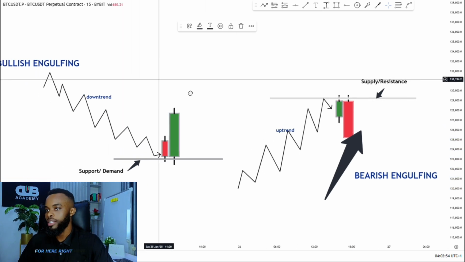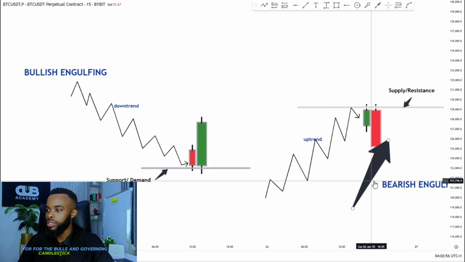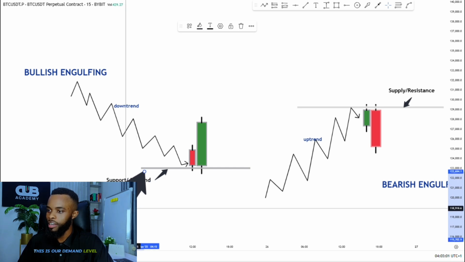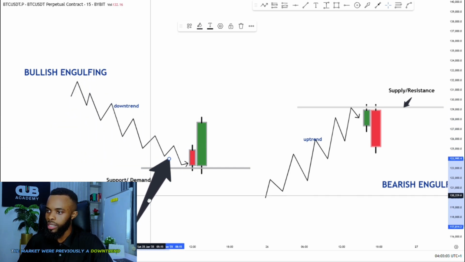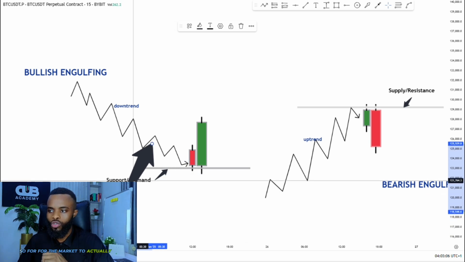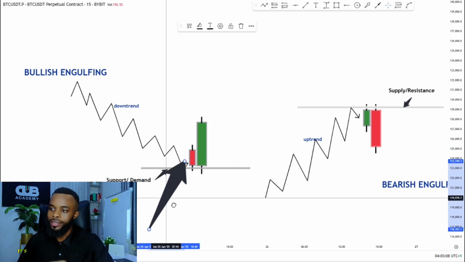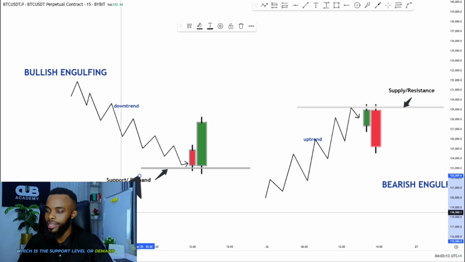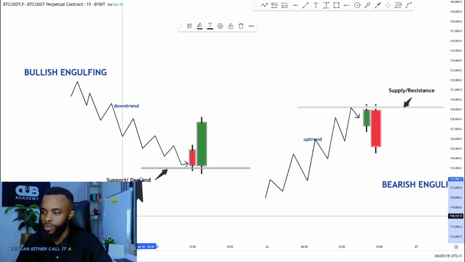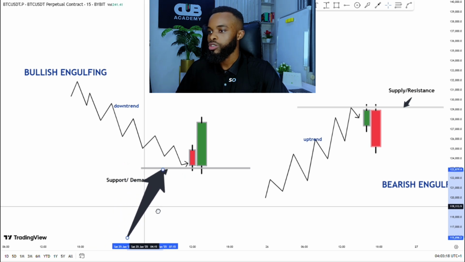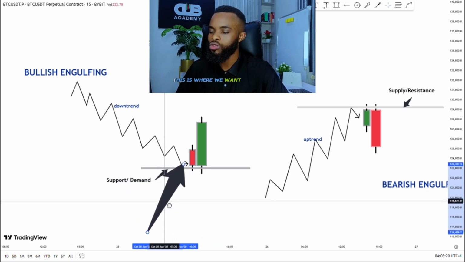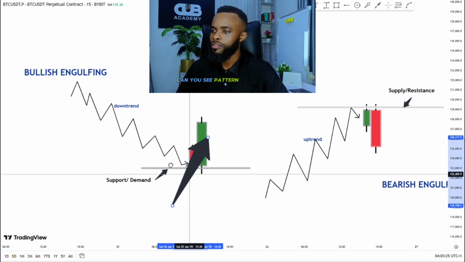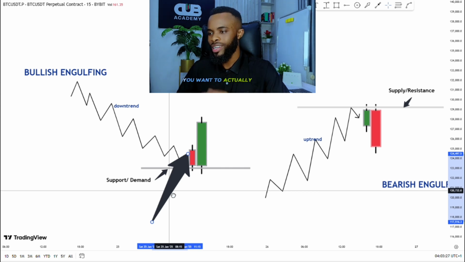So right here, for the bullish engulfing candlestick pattern, you can see this is our demand level. The market was previously in a downtrend. For the market to actually turn from downtrend to uptrend, it needs to react to the key levels, which is the support level or demand. You can call it either a support level or a demand level. On this demand level is where we want to look out for bullish engulfing. Once the bullish engulfing candlestick pattern forms here, you want to buy.